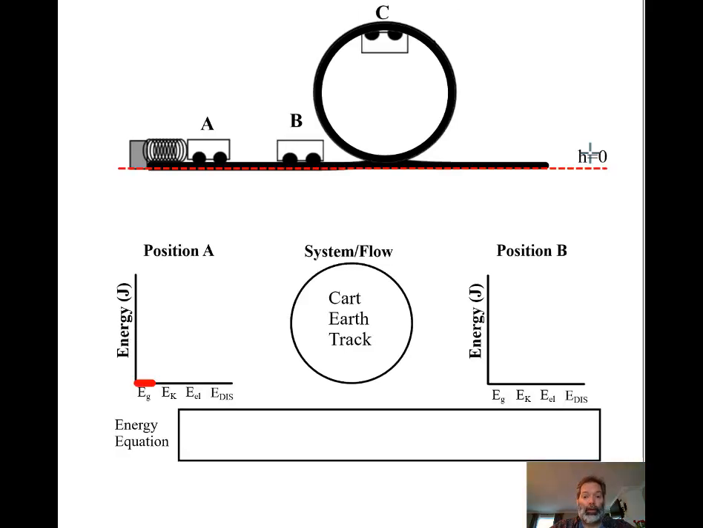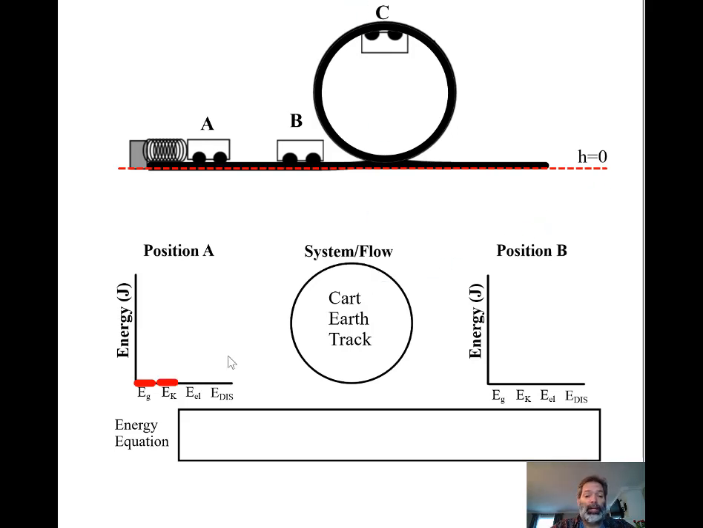With the earth and cart in the system, I know that I'm allowed to include gravitational potential energy, but since my cart at position A is at my ground level, my h equals 0 level, I won't have to worry about any gravitational energy. So you can see I put 0 units of gravitational energy at the beginning. Since the cart is at rest, it will also have 0 kinetic energy.